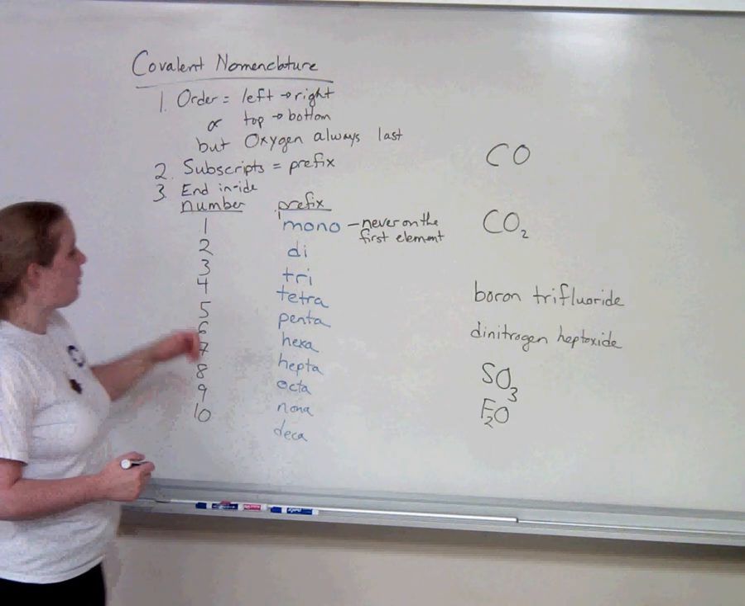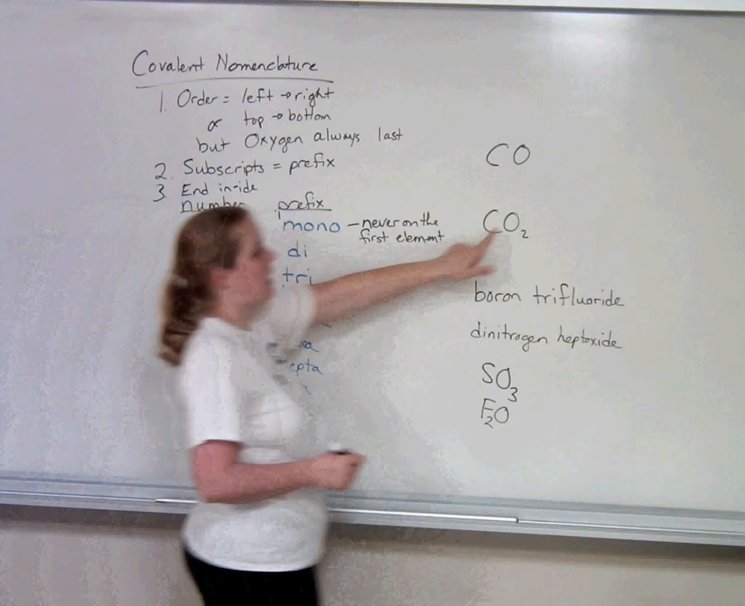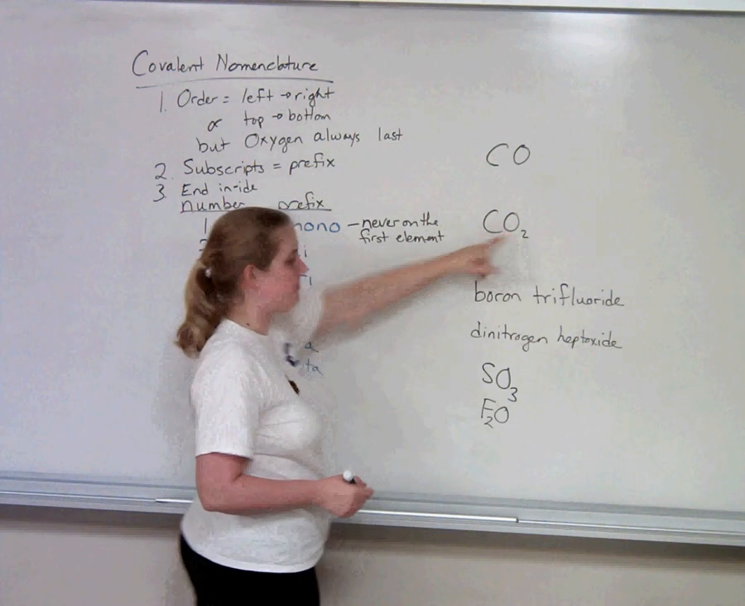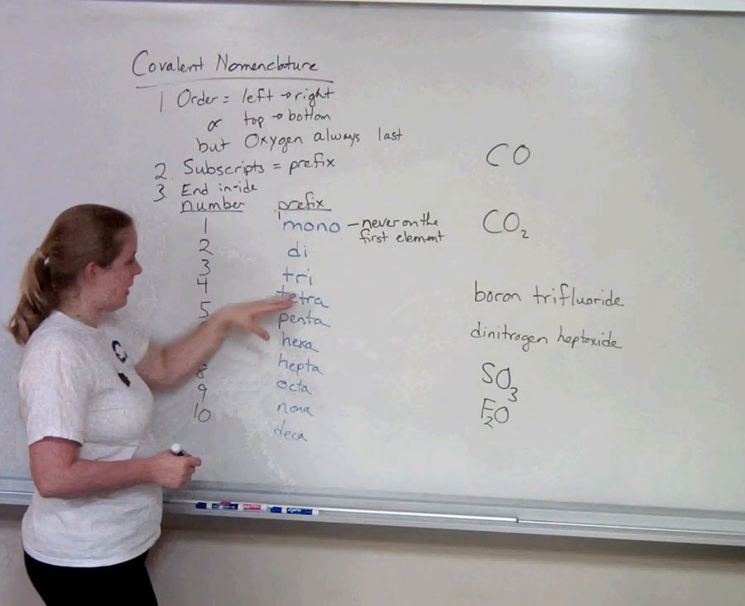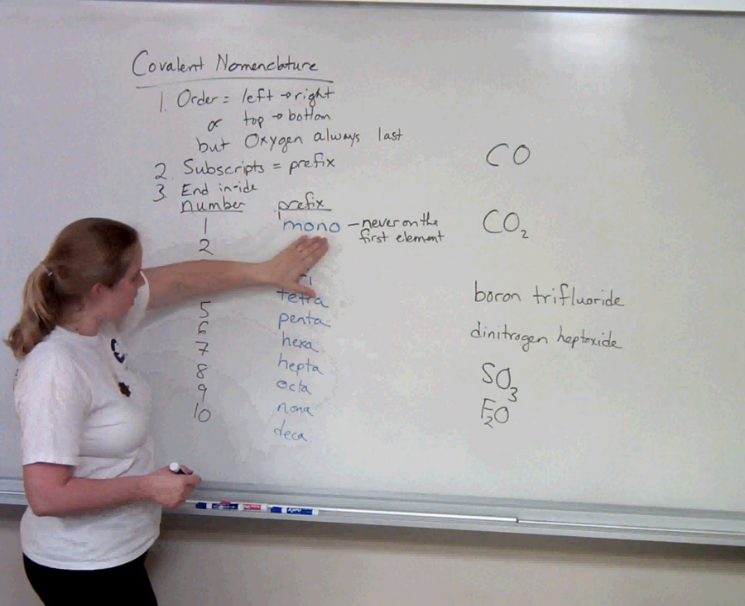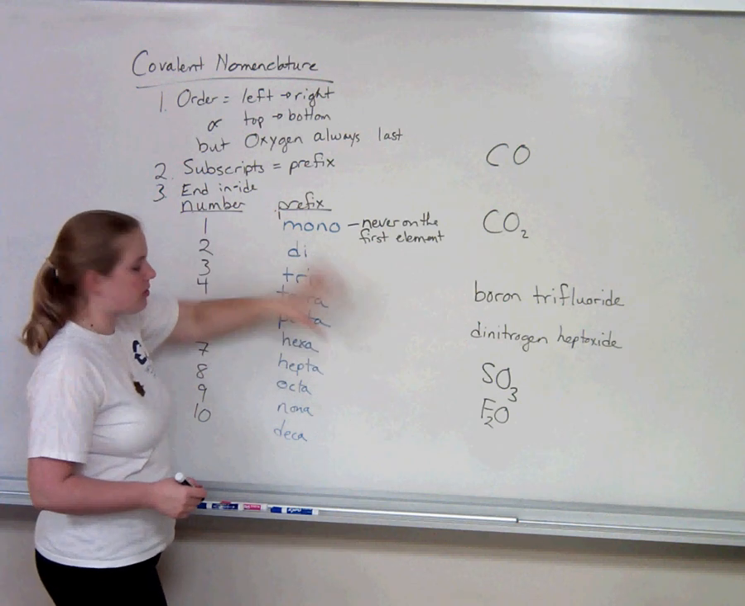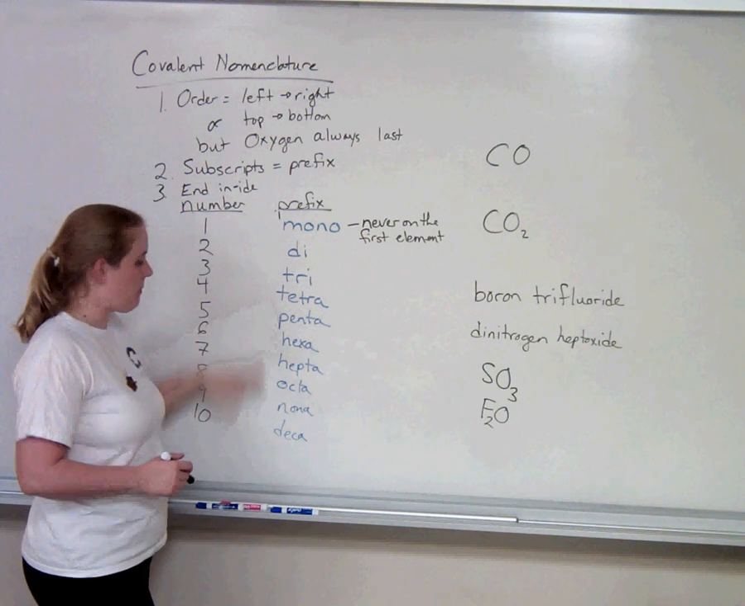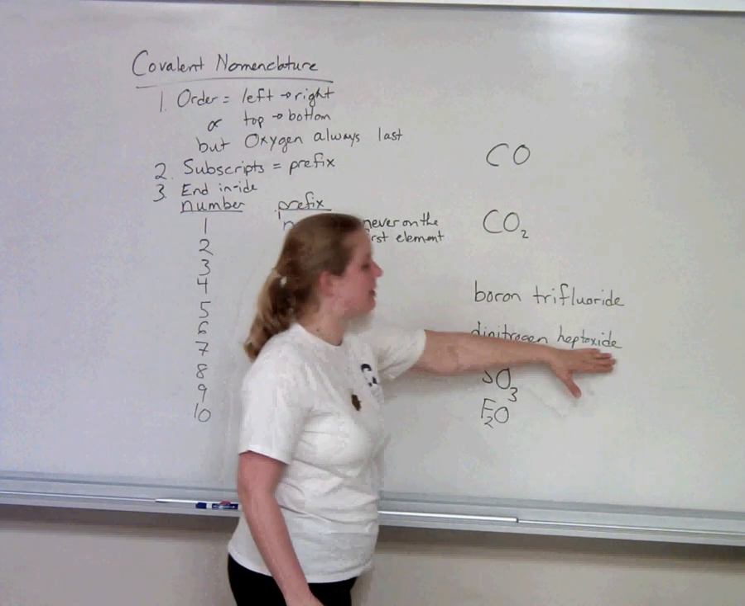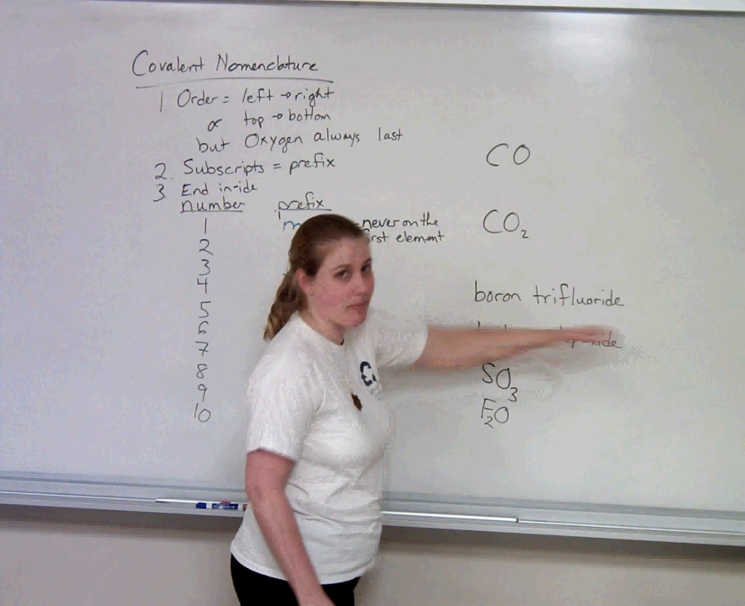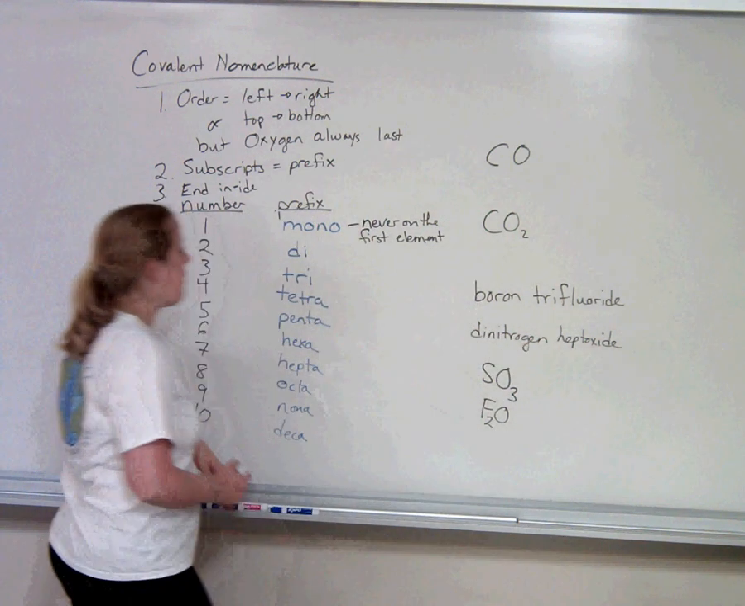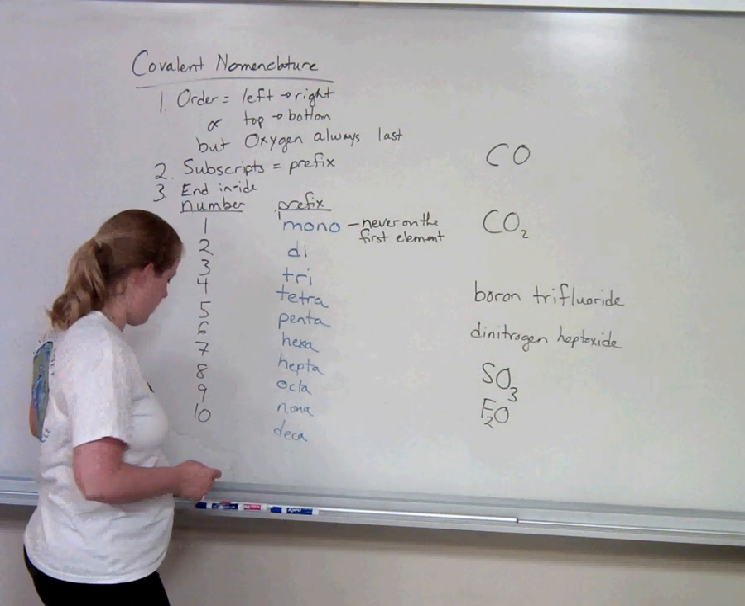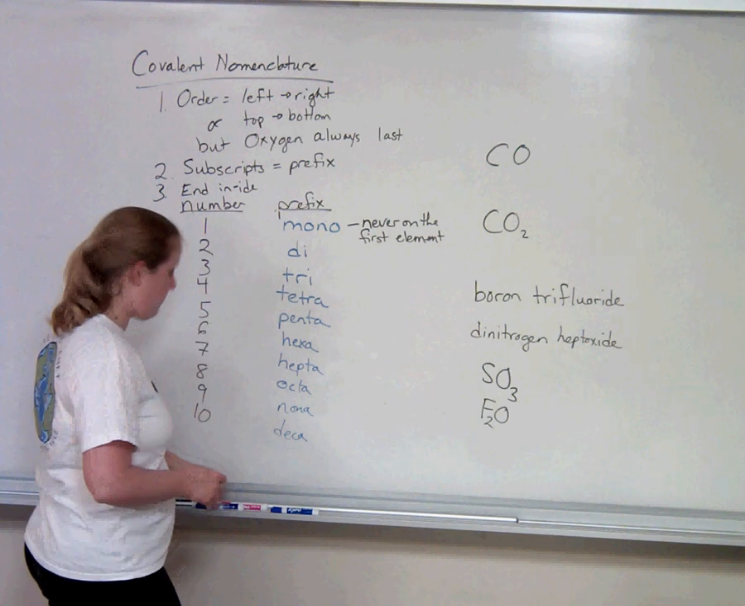Now, if you have an element that starts with a vowel, like oxygen, and you have one of these prefixes that ends in an A or an O, you're going to drop the A or drop the O. For example, when we have heptoxide here, it's not heptaoxide, it's just heptoxide, we drop the A. If you had one of these with an I, then you do keep it. So let's try naming these.